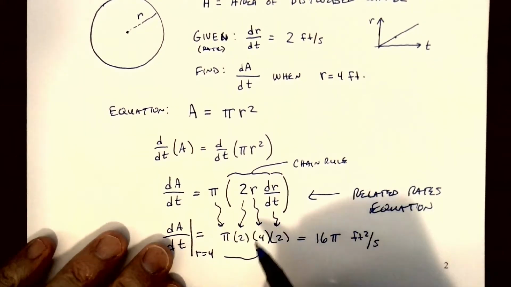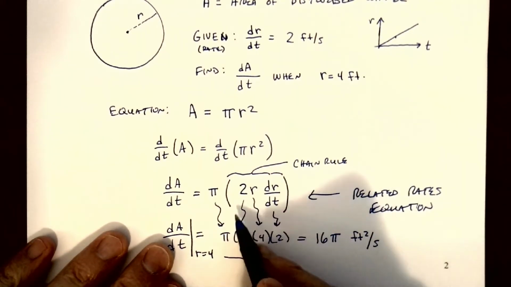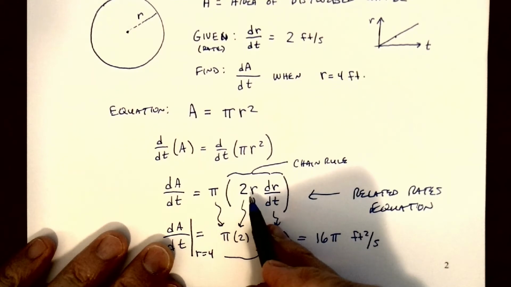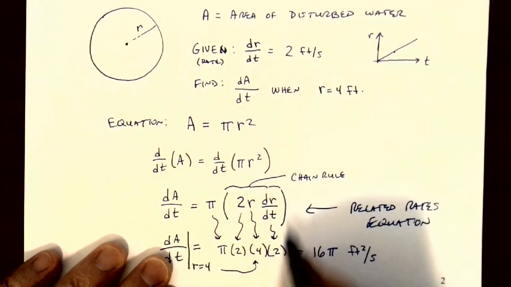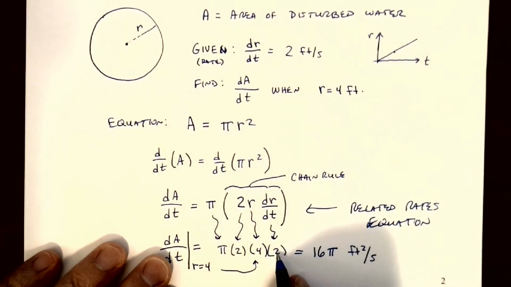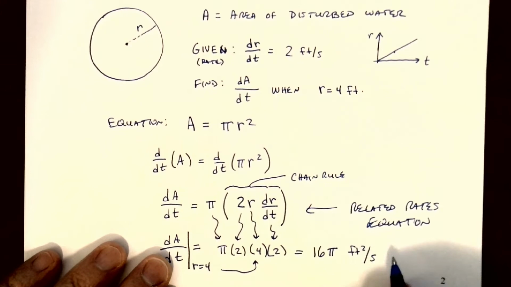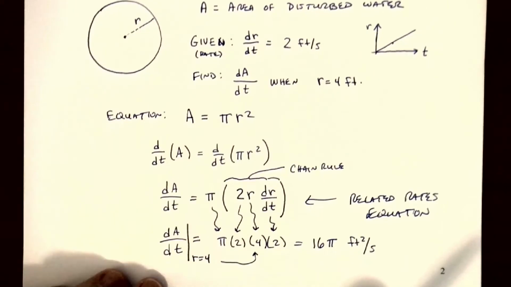And we could get that, of course, if you look at this here. Remember, the value of r is in feet, right? So this will be 4 feet. And dr/dt is in what? Feet per second. So what is feet times feet per second? It's going to be square feet per second. So we could also get it that way.